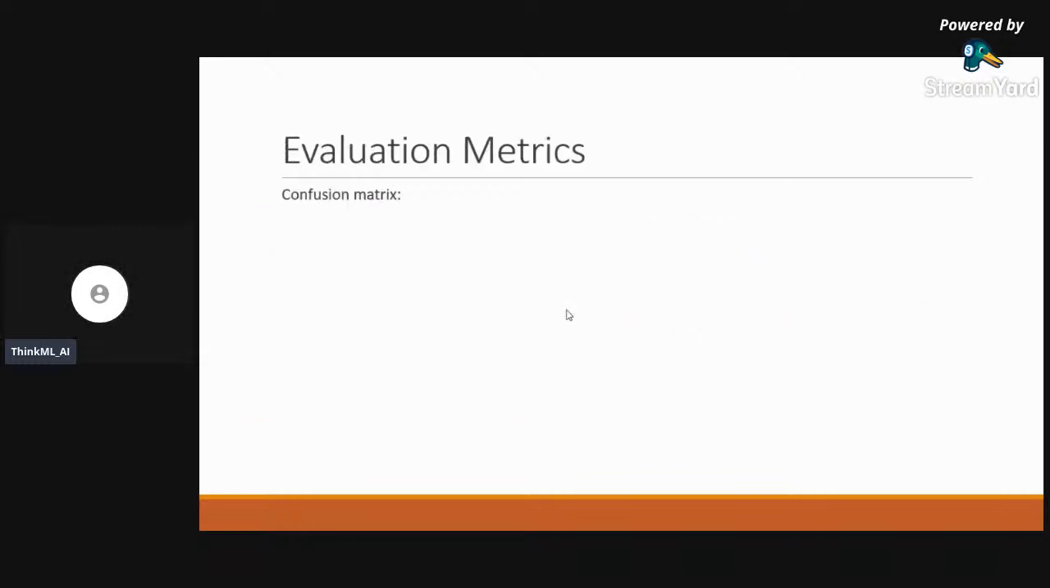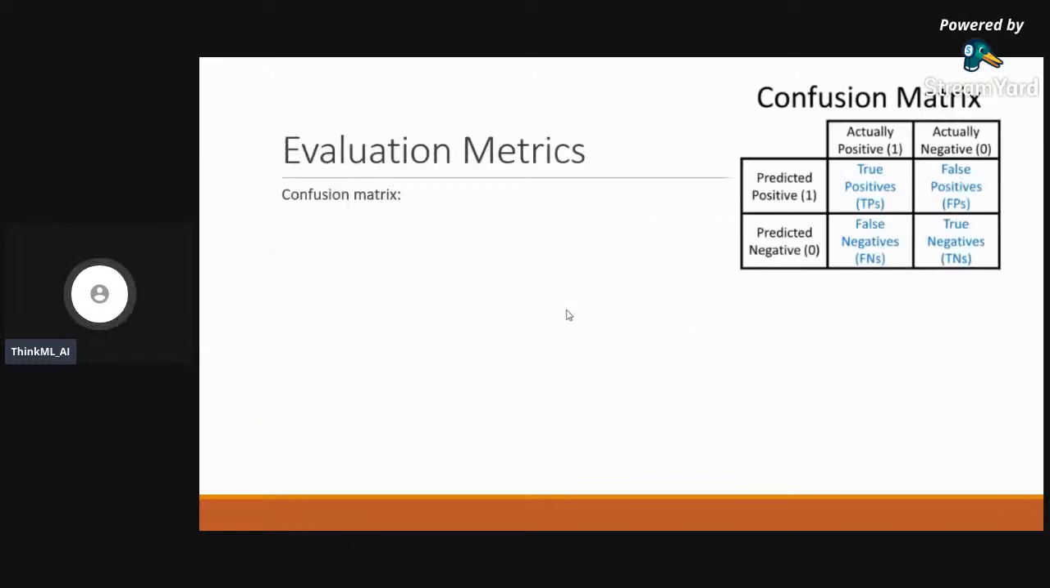Okay, so what are evaluation metrics? Before that, let's see what a confusion matrix is. Let's say these are the predicted labels at rows, and at columns we have the actual labels. Actual labels means the ground truth. Let's say we have only two classes, class 0 and class 1. Class 0 is the negative class, class 1 is the positive class.